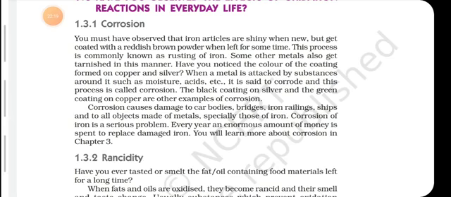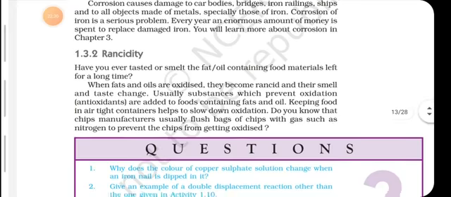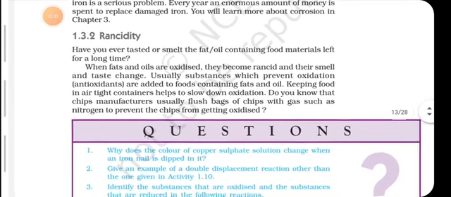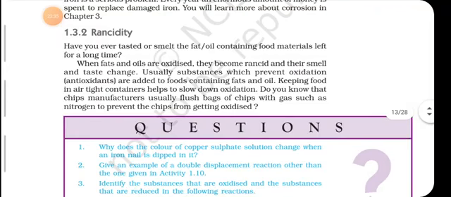Please go through it. The next thing is rancidity. So what is rancidity? As we all know, in summer or hot, warm days, if we keep food outside, it gets a foul smell. That means it gets decomposed, that is, bacteria attack it and make it rotten. So this is a form of rancidity.